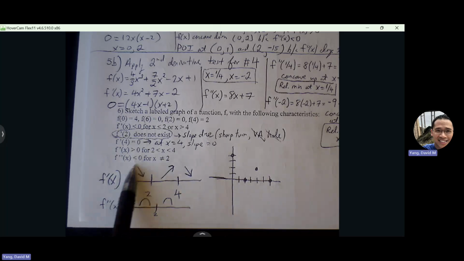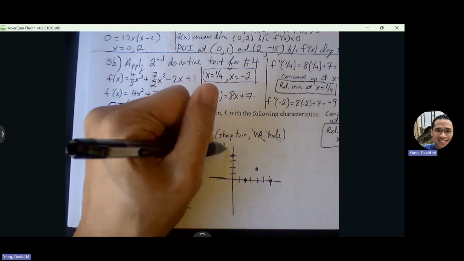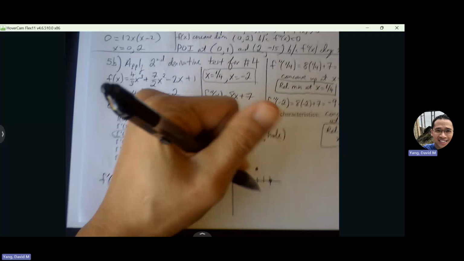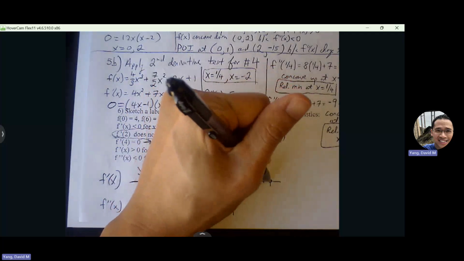So I'm not going to look at my curvature graph. I'm just going to look at my slope. I just want my graph to match that slope behavior. So my graph is going to be decreasing up until I hit 2. It's going to increase until I hit 4. And it's going to decrease after that.